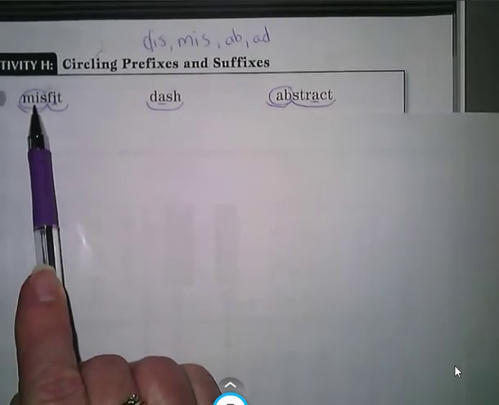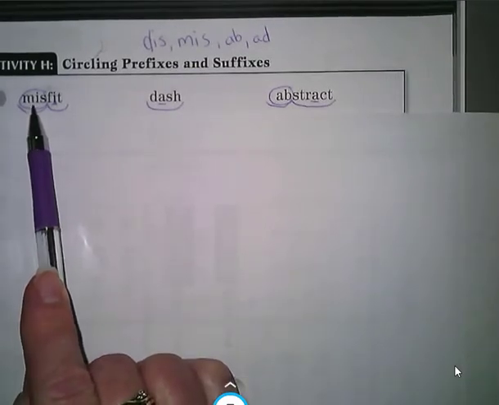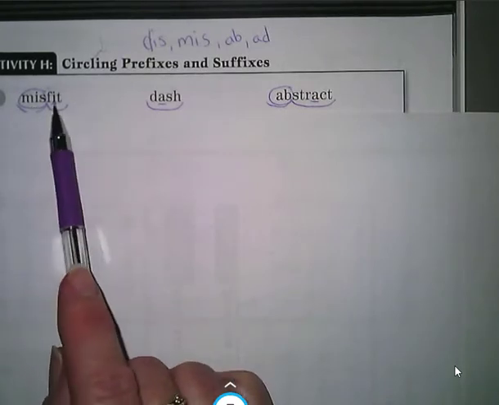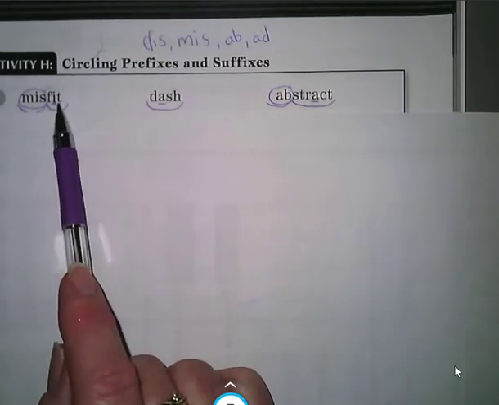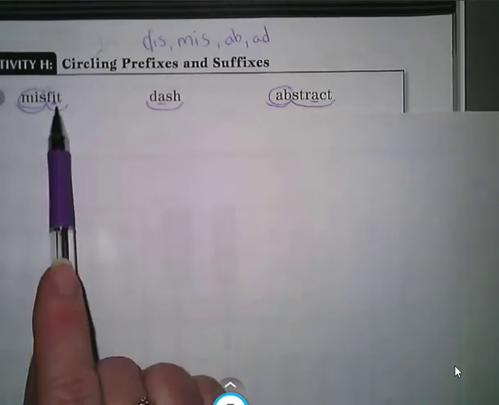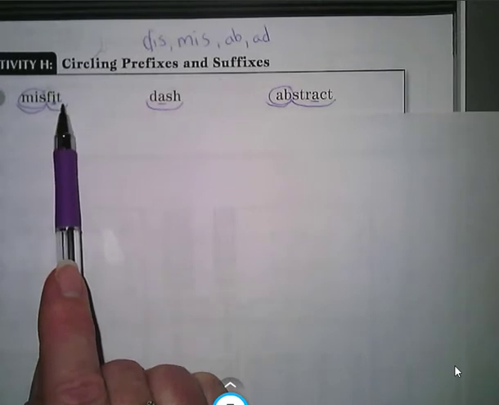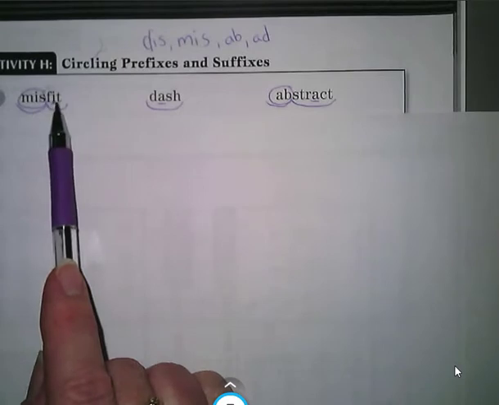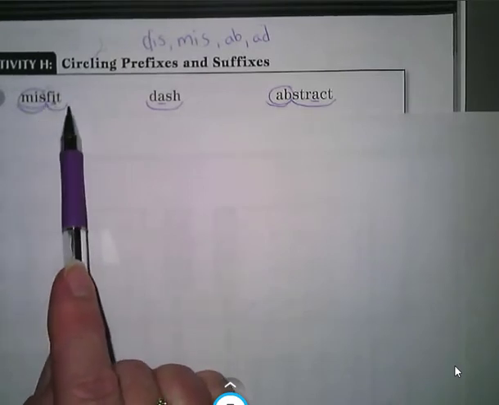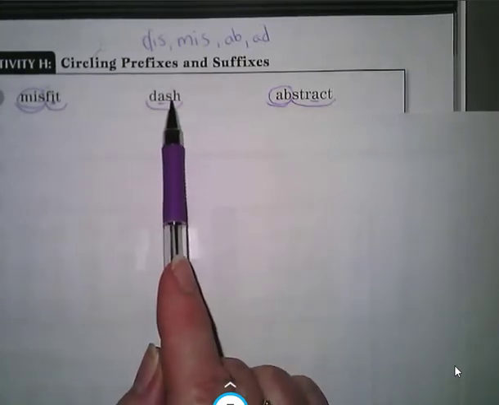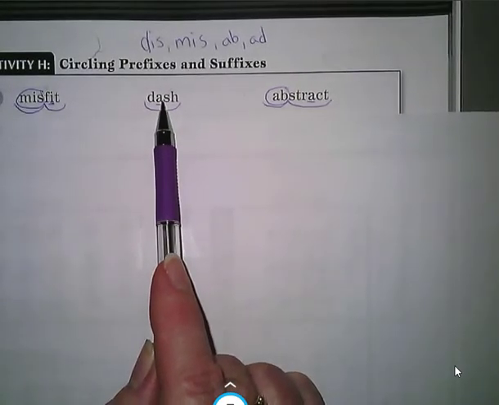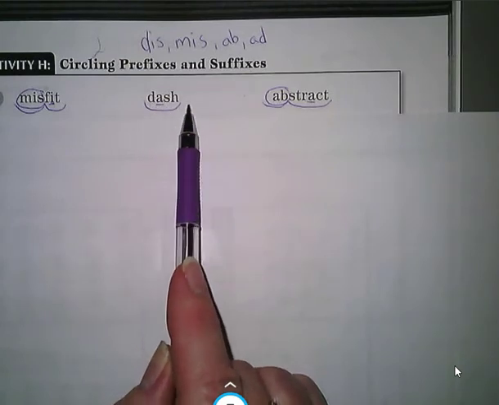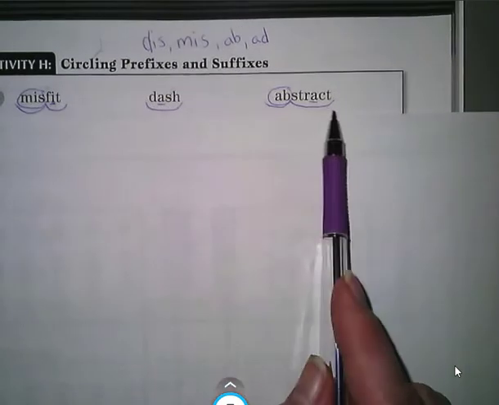All prefixes are circled. That's how I know that you're identifying it as a prefix. And then the letters that are making the vowel sounds in the rest of the word get underlined. Remember, every word part or every syllable can only have one vowel sound. So we circled miss, it's a prefix. I underline the I, it's my vowel sound. I have misfit. This word has no prefix. The A is making the vowel sound, so it has one scoop, dash, one vowel sound.